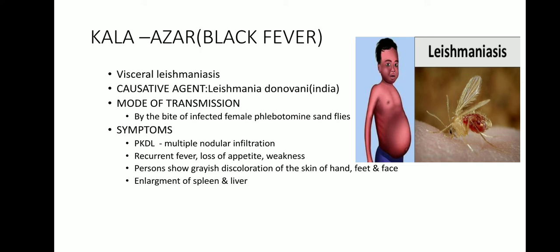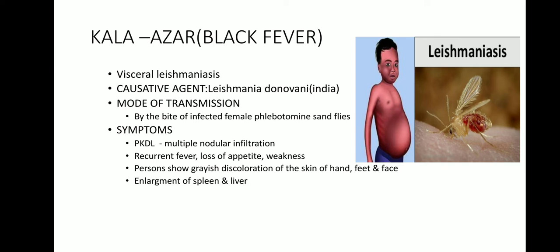Its symptoms include PKDL. PKDL, post-Kala-Azar dermal leishmaniasis, is a complication of visceral leishmaniasis, characterized by nodular rashes in a patient who has recovered from visceral leishmaniasis. Other symptoms are recurrent fever, loss of appetite, and weakness. The person shows grayish discoloration of the skin of the hands and feet. The parasites enlarge the spleen and liver when they occupy macrophages. They change form, multiply, and invade all organs, especially the spleen and liver. In Asia, it is called black fever because the skin often darkens.